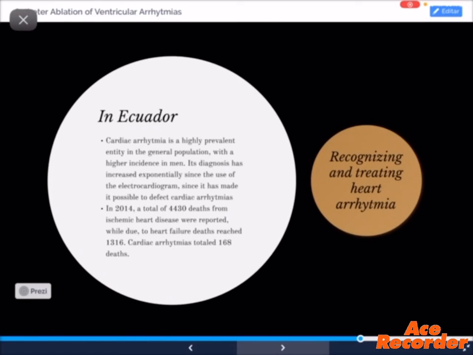Then in Ecuador, cardiac arrhythmia is a highly prevalent entity in the general population with a higher incidence in men. Its diagnosis has increased exponentially since the use of the electrocardiogram, since it has made it possible to detect cardiac arrhythmias. In 2014, a total of 4430 deaths from ischemic heart disease were reported, while due to heart failure, deaths reached 16, and cardiac arrhythmias take away a total of 168 lives.